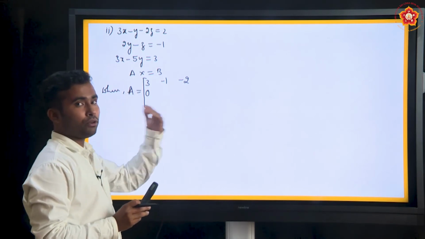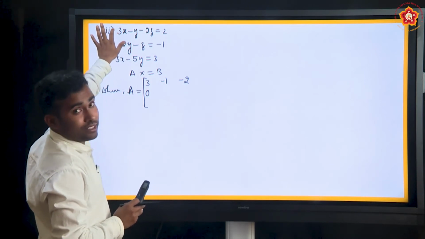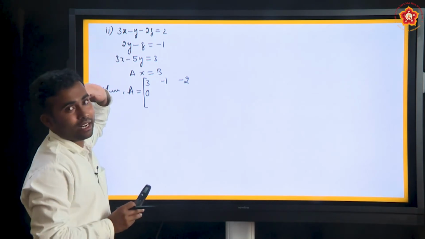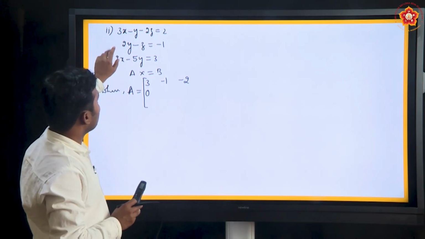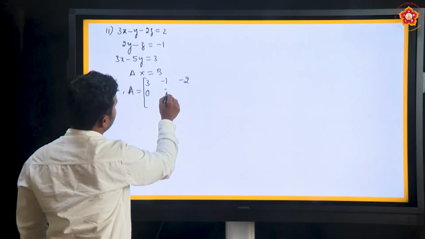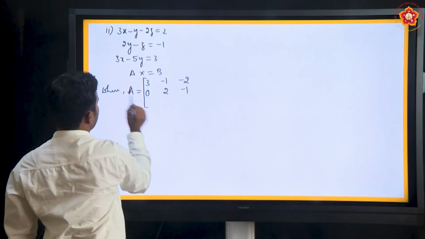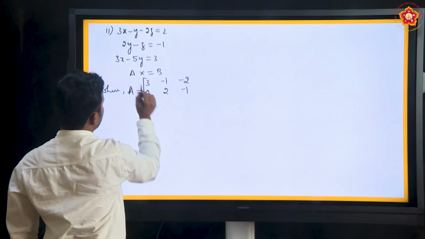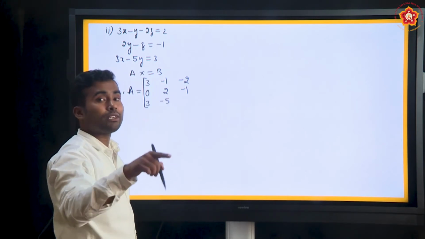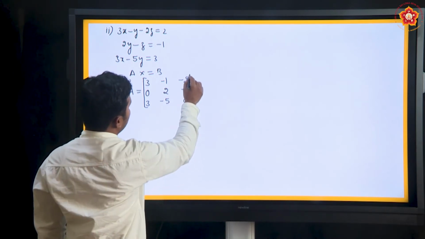Okay, how you are able to write that is, you just assume there is no x as we have x here, right. So, what you can do is 0 into x plus 2, I can write like that, right. So, the coefficient of x will be 0. Like that we can write 2, minus 1. Here coefficient of x is 3, coefficient of y is minus 5, there is no z here. What you can do is plus 0 times z, that way you can think and write this entry as 0.